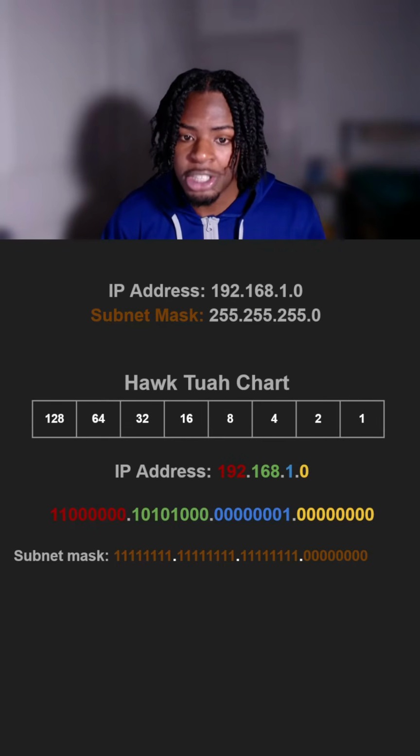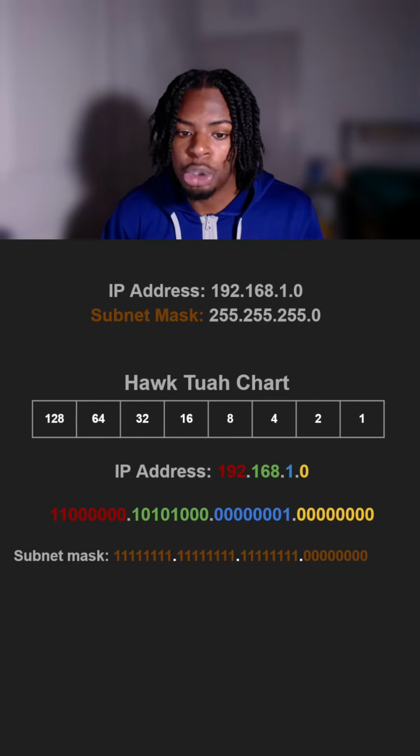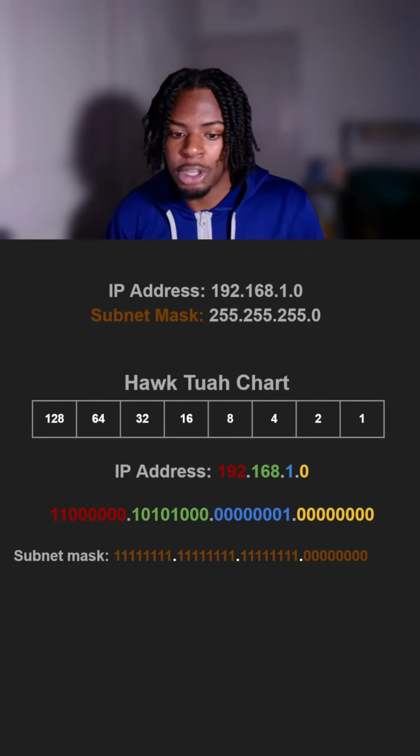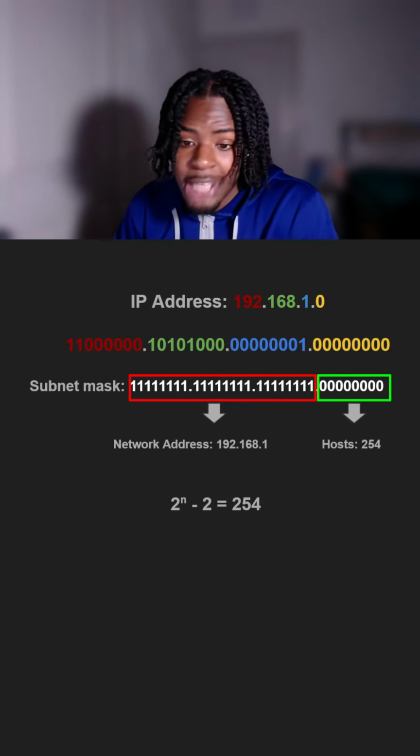For the subnet mask, we convert to binary, and we see that's 255. The sum of all the numbers in the hot to it chart is equal to 255, so we can just put a 1 in every spot for the first 3 octets, and the last one is 0, so we just put 0 there. So we have our network address and we have our host.